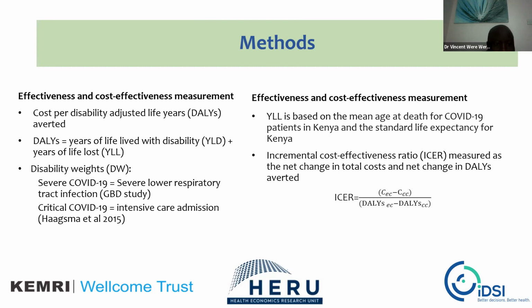So in this case, our interest was to avert what we are calling DALI, and it is a measure of the burden of a disease, combining both deaths and morbidity cases. So at the end of the day, you want to ask yourself, how much does it cost to avert death or to avert DALI? So DALI itself is a combination of years of life lived with a disability. Years of life lived with a disability is the period a patient is living before they are discharged.